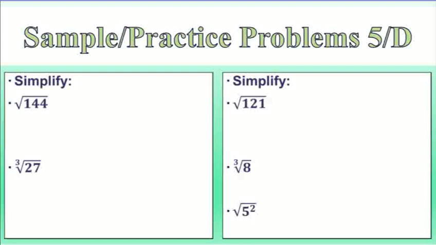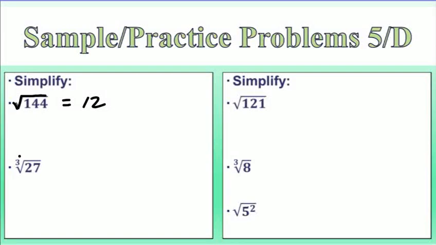Now here we're simplifying with radical symbols. That's what we call this symbol. So that's the square root of 144. So what do we multiply by itself to get 144? That would be 12, because 12 times 12 would give us 144.